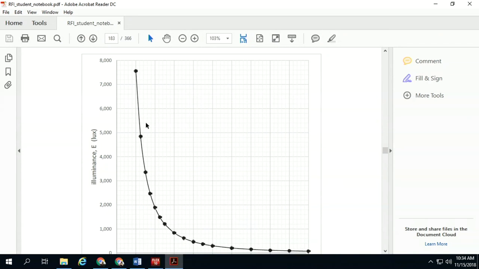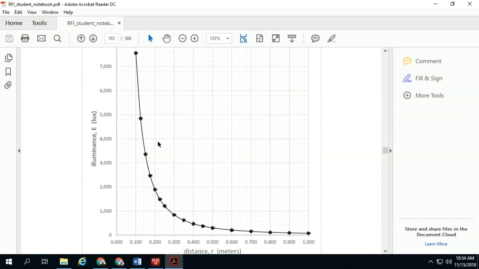You could also estimate it from the graph here. If you notice, 5,400 is about right here, and 3,000 is about right here. So it looks like you're moving it... distance is about... That's not very far, is it? 0.06 meters, something like that.